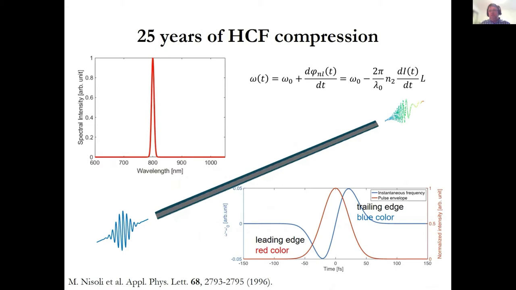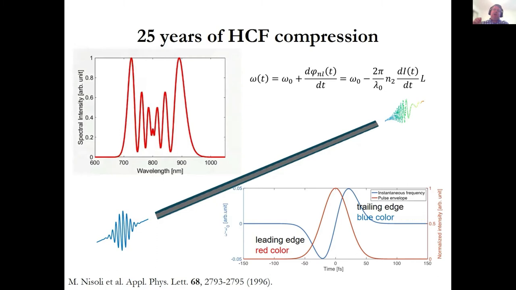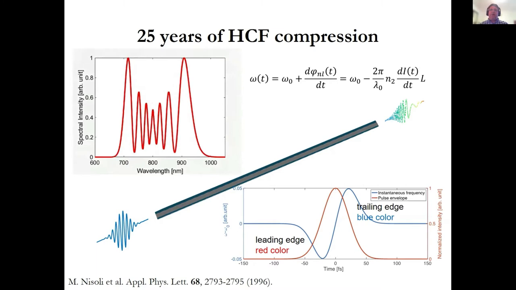I just want to mention, we are celebrating this year the 25th anniversary of hollow fiber compression, thanks to Mauro Nisoli and co-workers. Their idea: in the 80s, the group of Shank has shown that we can use self-phase modulation in a solid core fiber to perform spectral broadening and compression. The problem with these solid core fibers is they cannot sustain high energy pulses. So the bright idea of Nisoli and co-workers was to replace the solid core fiber by a hollow core capillary that we fill with a noble gas.